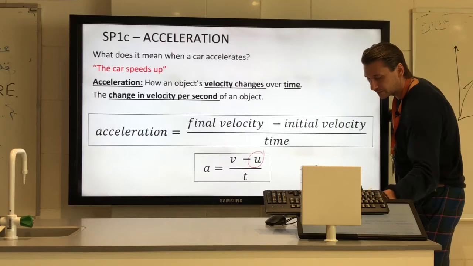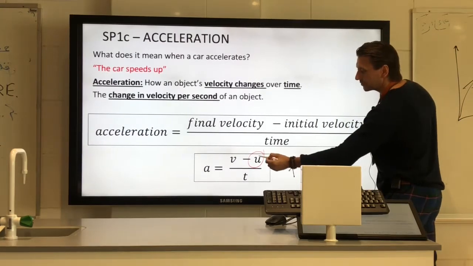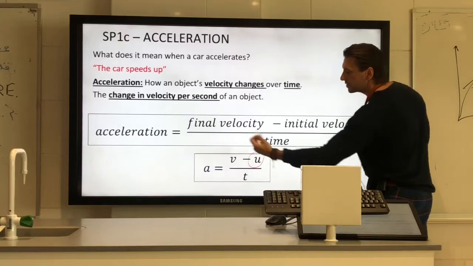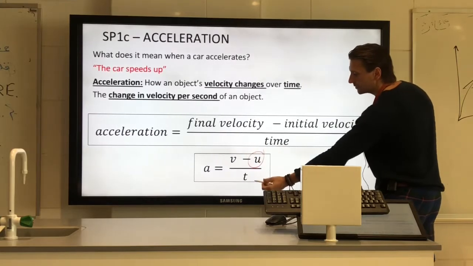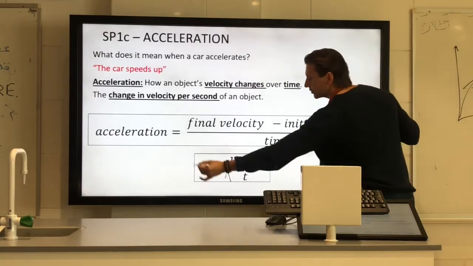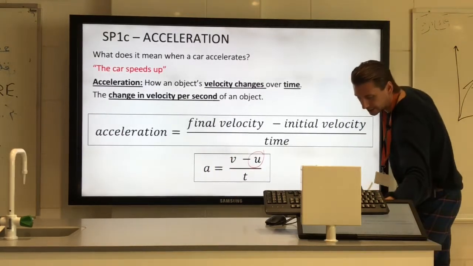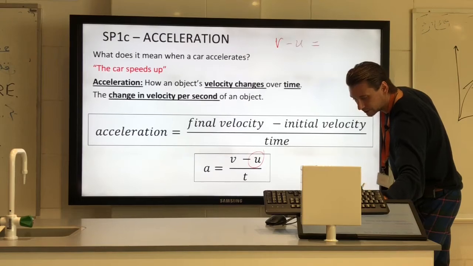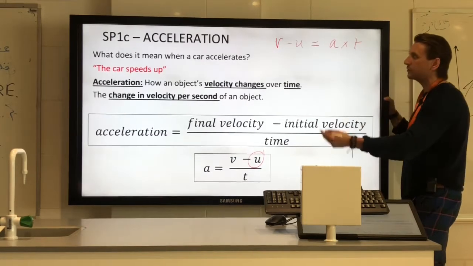So we've done v, we've done t. We're now going to rearrange this equation. If they ask us for an initial velocity, how do I rearrange a equals (v minus u) over t to find u? The first thing I need to do is take the t to the top on the other side. So that's going to be v minus u equals a times t, same as before.